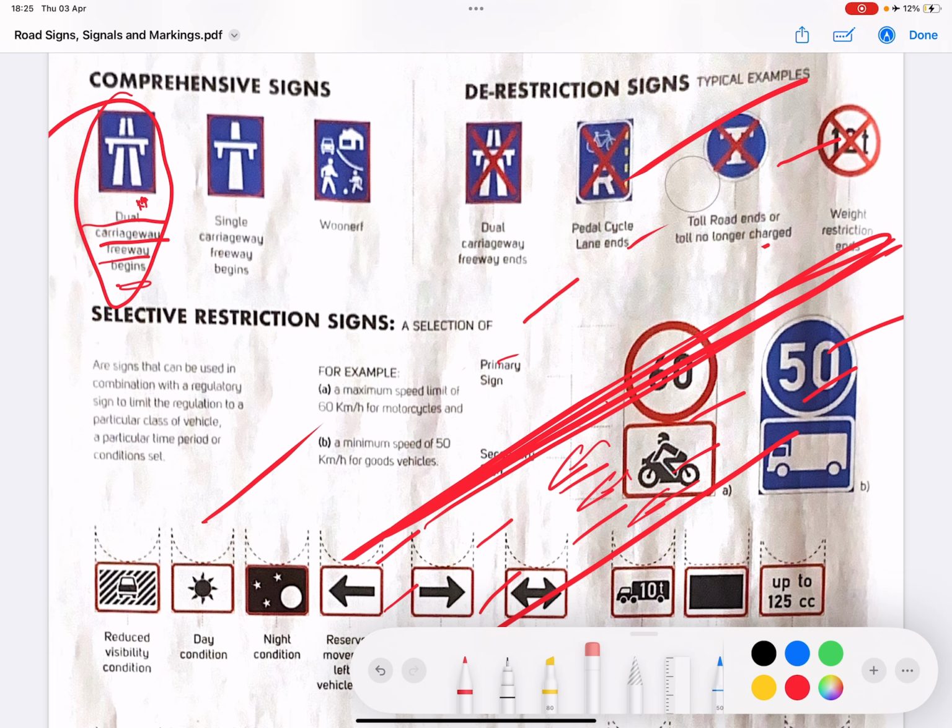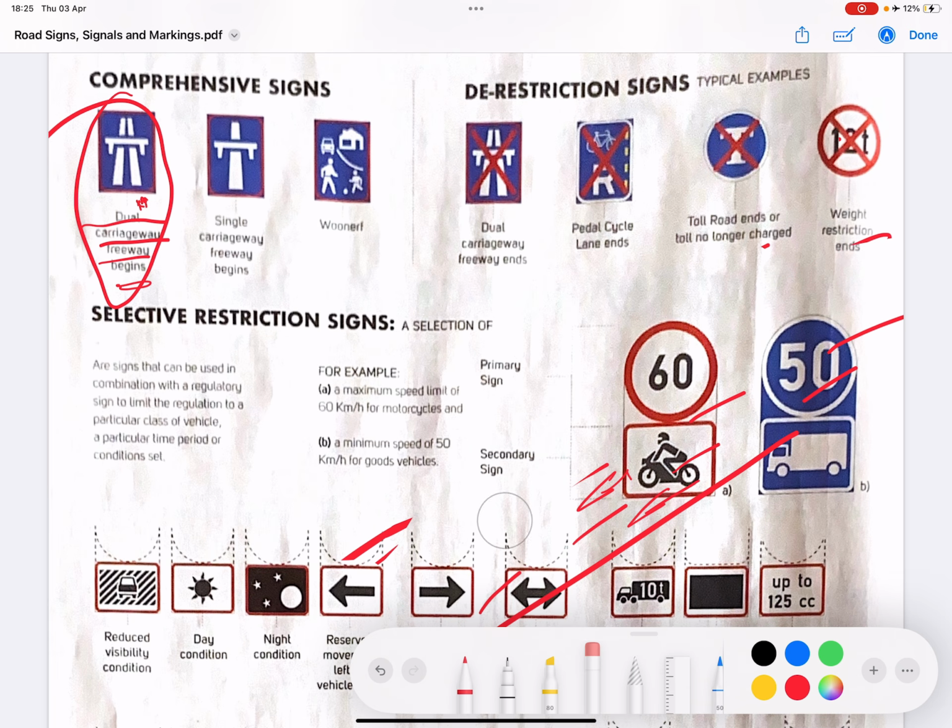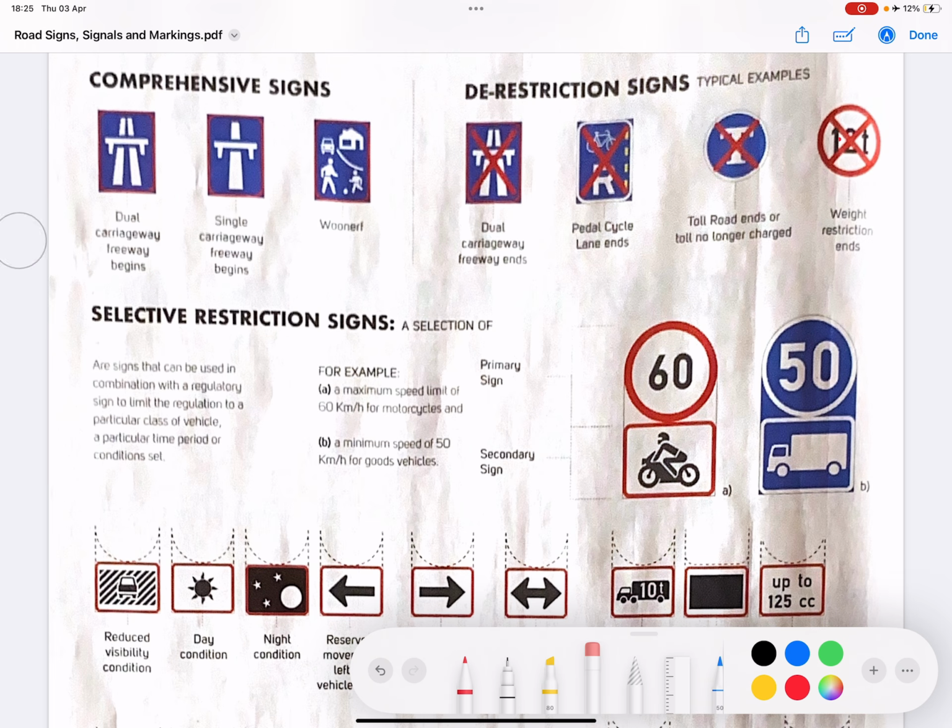So there is dual carriage freeway and there is single carriage freeway. With the single, you can hear it is single, so there is no need for me to explain. When you get into the freeway, you must remember the rules with regards to the freeway. No hand signals, okay? If you're in the far right lane and the person wants to overtake you, move to the next lane.